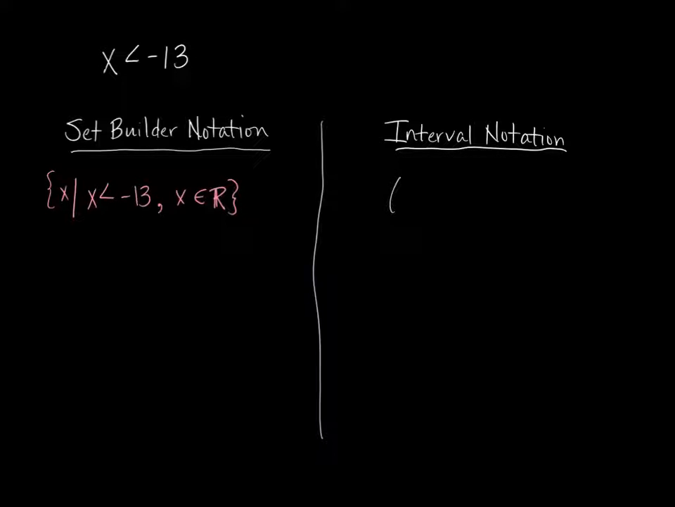You're starting with negative infinity because x is less than negative 13. And then you're going all the way to negative 13. Since it's less than, it can't include it, so we put parentheses on the outside. If it was less than or equal to negative 13, we would put brackets here instead. But since it's just a less than, we have to put regular parentheses.